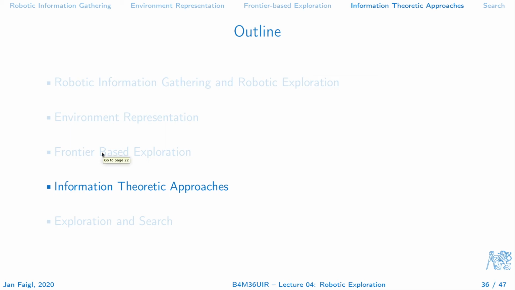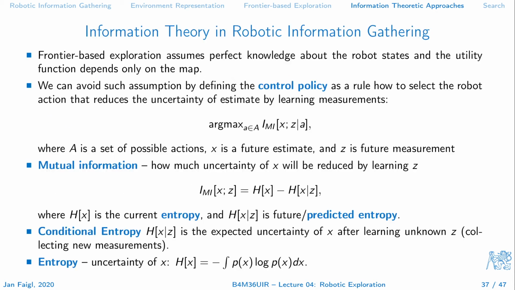Even though the frontier-based exploration is, let's say, quite working, we have additional techniques that may provide some more theoretically grounded approaches, and it is related to information theory employed in exploration scenarios. One of the drawbacks is that in frontier-based exploration, we assume perfect knowledge about the robot states, and also the utility function depends only on the map.